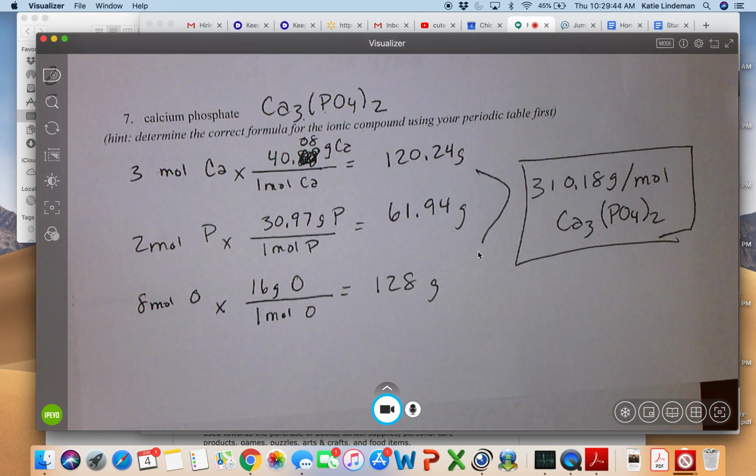Okay, so all we're doing here is we are looking at the periodic table, seeing how much each of these individual atoms weigh, and then we are adding all of that together.